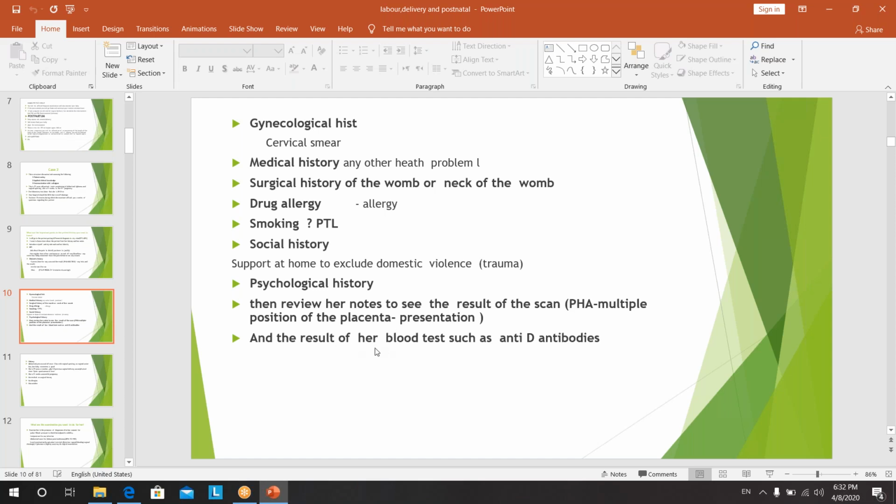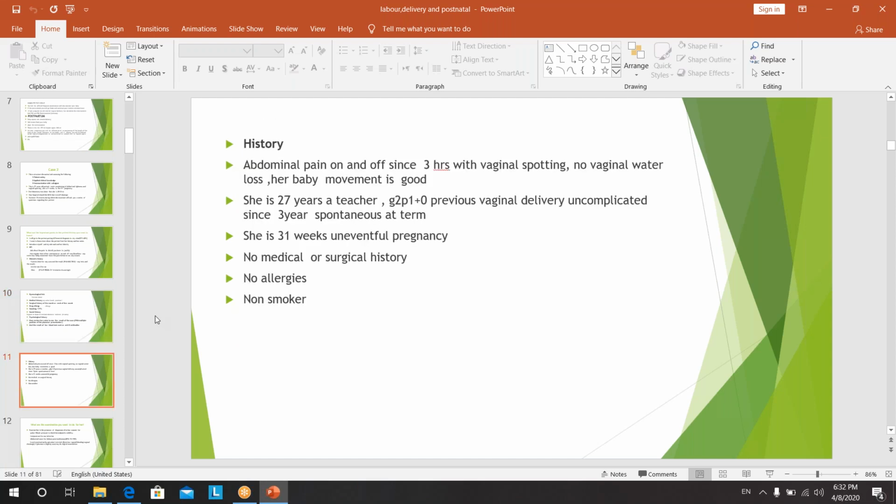Also, I will review the result of the blood test to see whether she has anti-D antibodies or not. Is this patient sensitized or not sensitized? Because if she is sensitized, I will not give her anti-D. This is regarding the information I want to know about the patient.